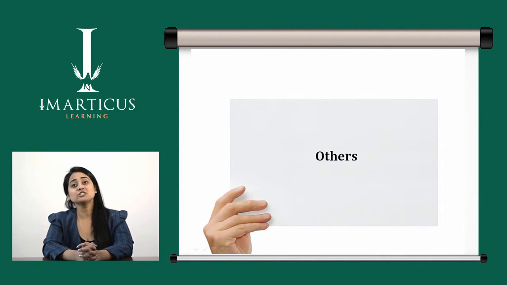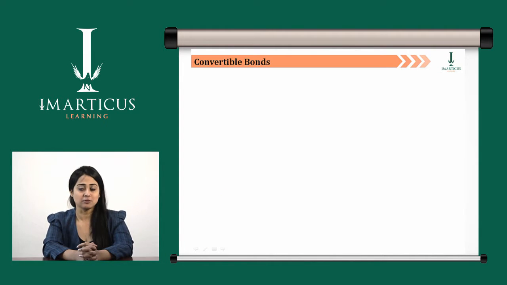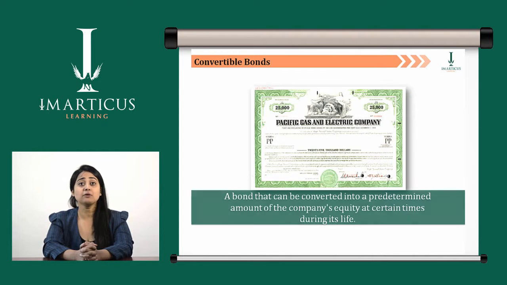Lastly, we move on to other types of bonds. To begin with, we have convertible bonds. A convertible bond is one that can be converted into a predetermined amount of its company equity at a certain time during its lifetime, usually at the discretion of the bondholder.